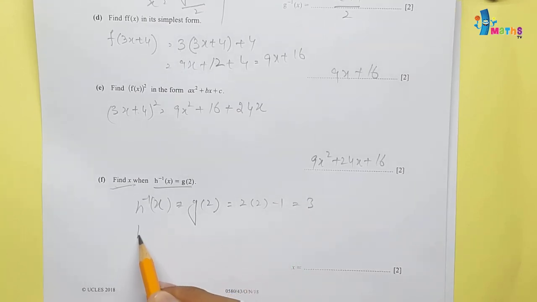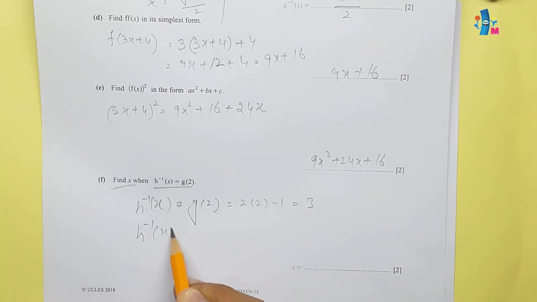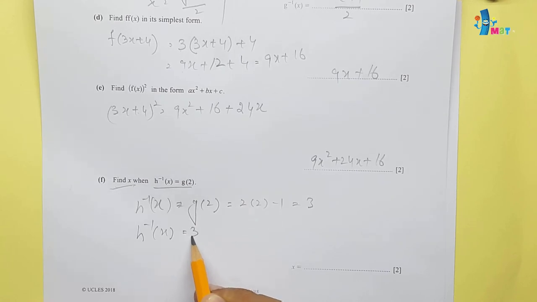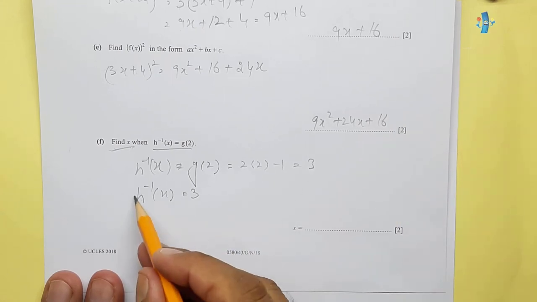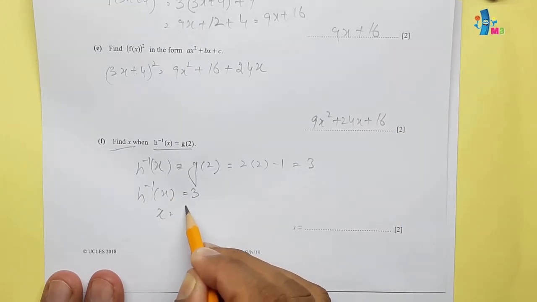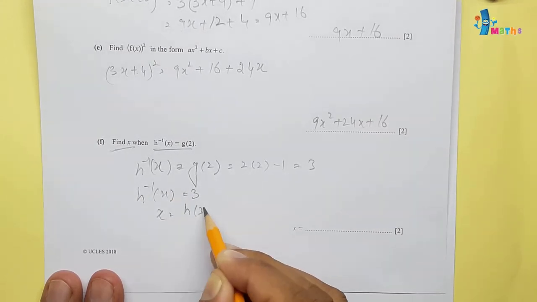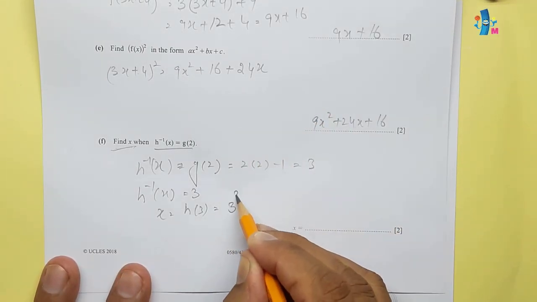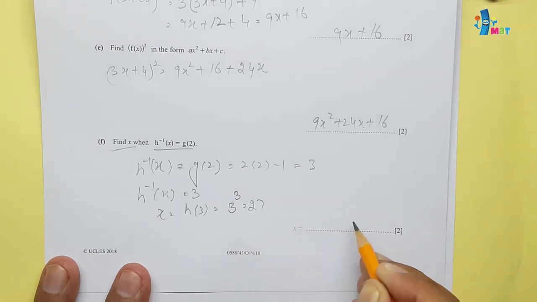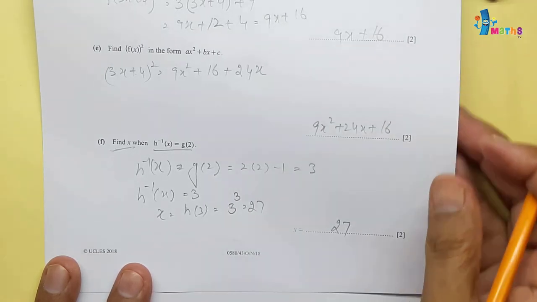So h inverse of x is equal to 3, and we can shift h inverse to the other side, so x will be equal to h of 3, and h of 3 we can find, we can write 3 raised to 3, which is equal to 27, so our answer will be 27.